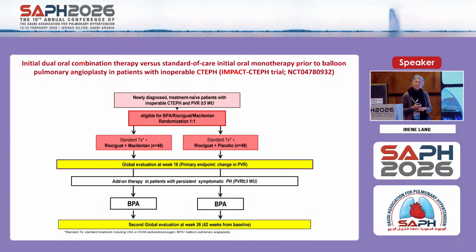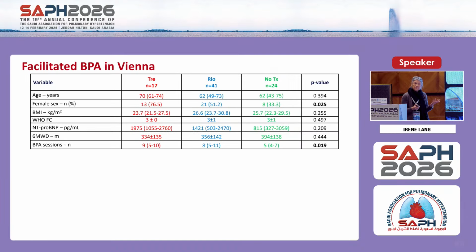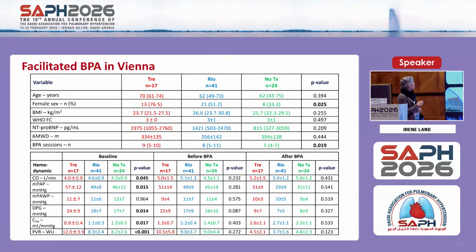And this is, as I mentioned, the IMPACT trial design, where upfront MACITENTAN plus RIO is compared with upfront RIO. So in Vienna, we have a practice. I show you a little table here of patients who come to my clinic. You see there's a treprostinil pre-treated, a RIO pre-treated, and an unpretreated group. And the treprostinil pre-treated is mainly females, frail, as you can see here, with a BMI of 23, very high proBNP, and down here, DPG 24, mean pressure 57.